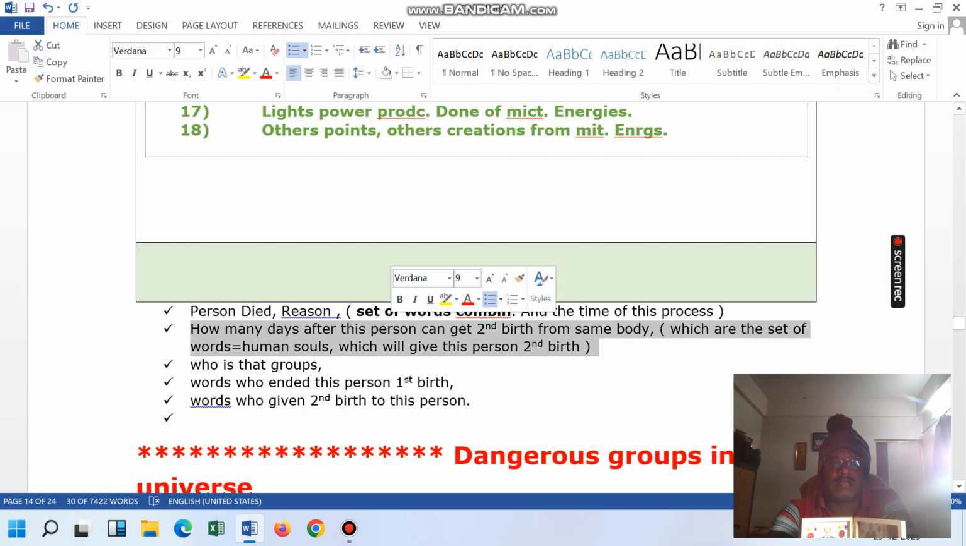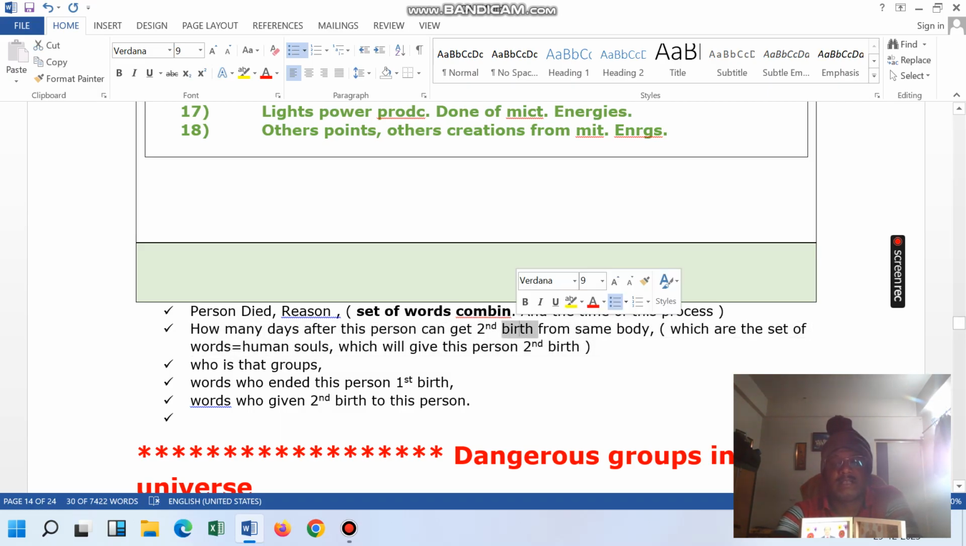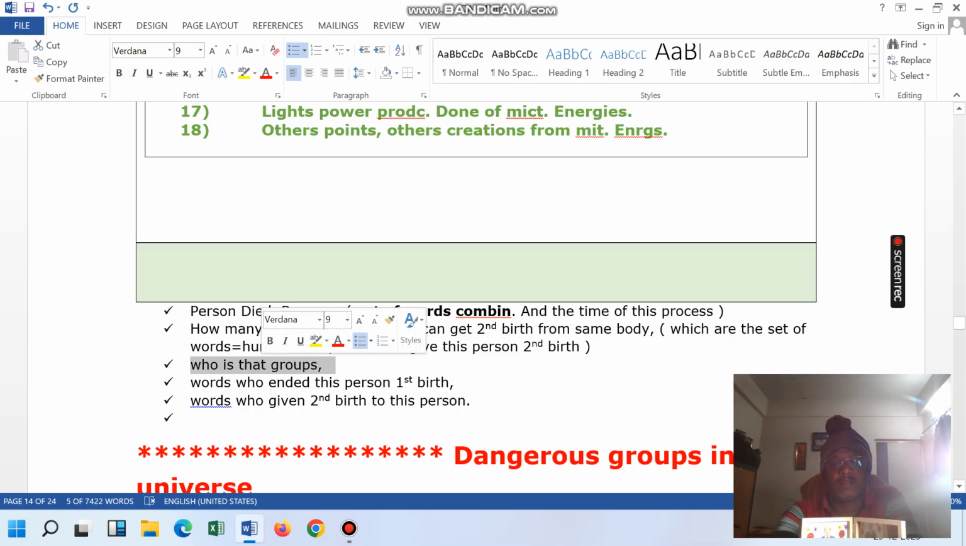And how many days after this can the person get a second birth from the same body? That depends upon which kind of body he is having. For example, if he has a first birth with Microsoft data birth, then he will have it according to the data which Microsoft has. And when a person of normal birth dies, only the Oxford group knows. So who is that group?